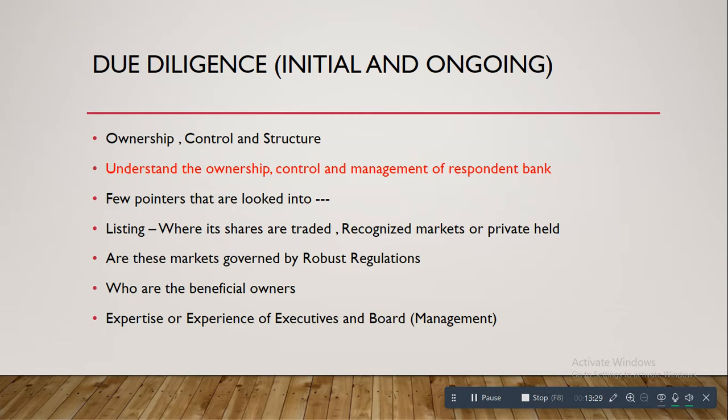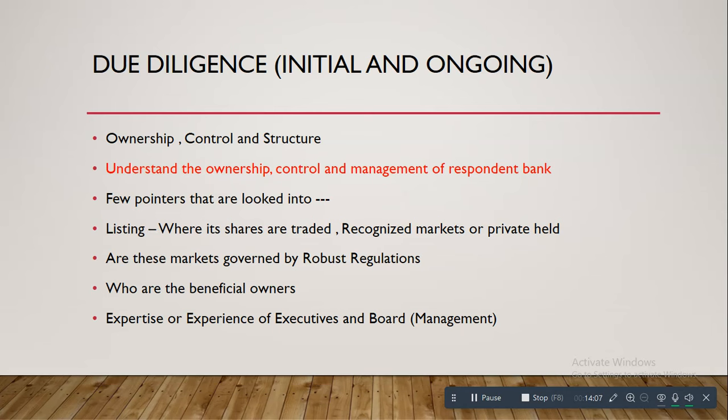So let's look at the due diligence. Whenever a relationship is set up, we go ahead with both initial and ongoing due diligence. This is very important from a correspondent banking point of view. So what are the things that are looked at? Again, the list is comprehensive. There are many things, and I have just captured some of them. If you do your own independent research, you will find tons and tons of things. So let's go ahead and see some of them.